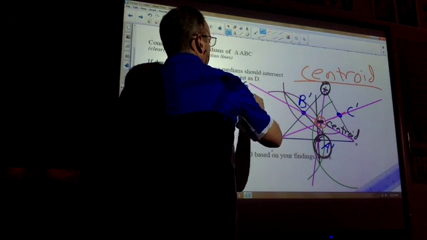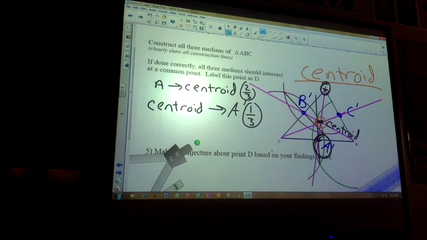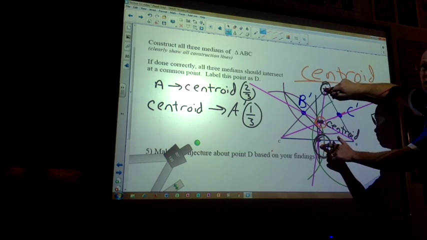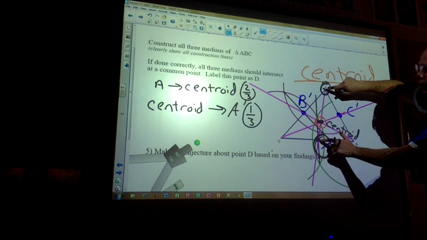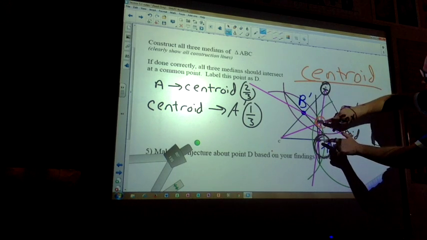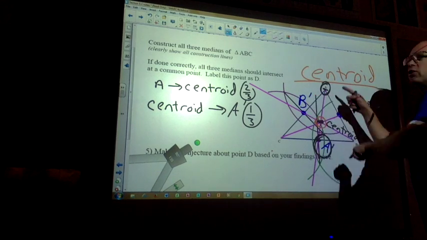This is 2/3 the distance. This is 1/3 the distance. So if I were to say that line segment from A to A prime was a distance of 9, from A to centroid would be 6, from centroid to A prime would be 3. Let me say that one more time. If I knew this distance here is 30 inches or whatever, the distance from here to here is 2/3 of 30, which is 20. This is 1/3 of 30, which is 10. And it works every time, and it works here too. It's the same relationship.